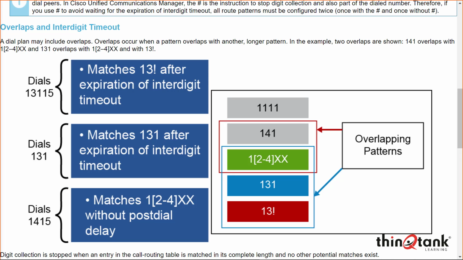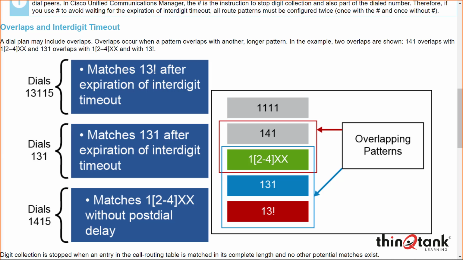So you have to wait for interdigit timeouts when you're dialing 13115 or 131 or 1415. Now 1415 doesn't necessarily match the 131 patterns. But it does match the 141 and the 1, 2 through 4 XX. Now 141 is a 3-digit pattern. If I'm dialing 1415, that's a 4-digit pattern. So it knows I'm no longer dialing that 3-digit pattern. But you get the idea.